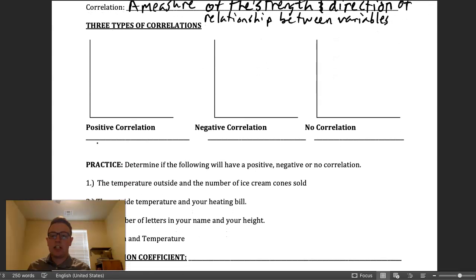The first type of correlation is a positive correlation, meaning that as whatever your independent variable is increases, we also expect our dependent variable, or the one on the y-axis, to increase. So this might look something like this. Now, it's not saying that every time we increase, we're definitely going to get an increase in our dependent variable.